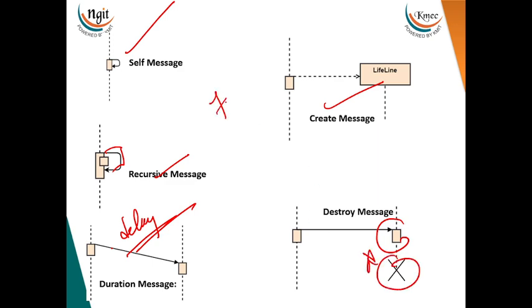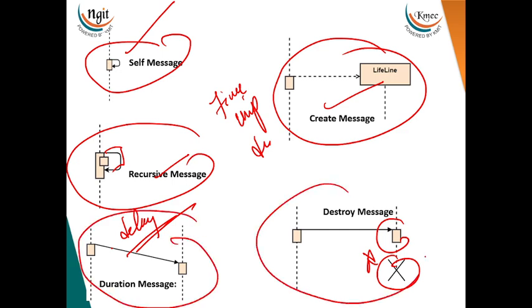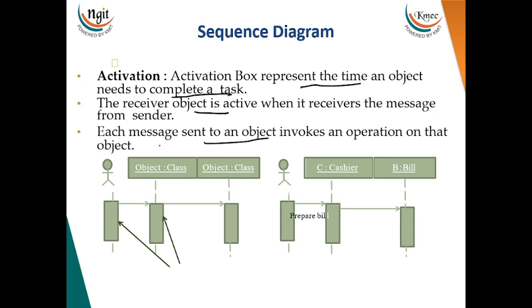There are 5 important diagrams. What are they? Self message, create message, recursive message, delay message, and so on. Duration message and delay message. The activity box represents the time spent for that task to be completed. Right? This is the box. Time is spent here to complete that task.